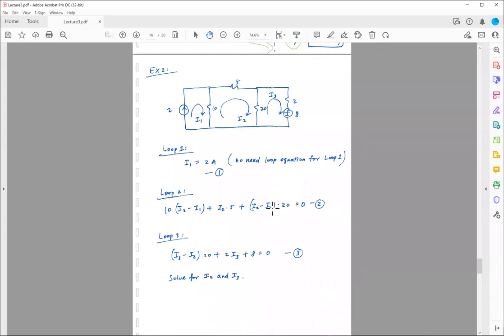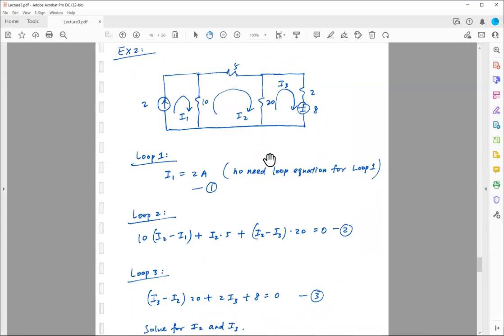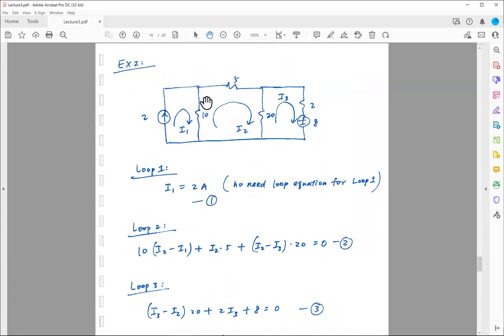Okay, so let's look at our next example. In this example, again, I have 3 loops, and I'm going to call them I1, I2, and I3. I'm still going to use the mesh analysis based on KVL. So I'm going to first look at this I1 loop, and again, I'm going to follow this clockwise direction to find what I1 is.